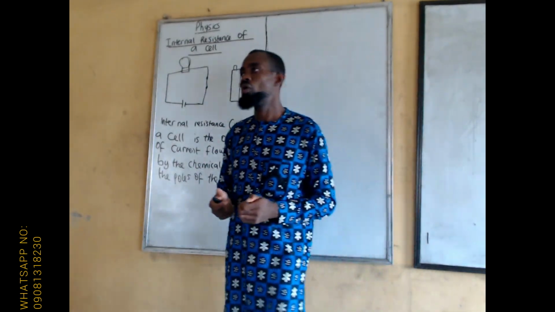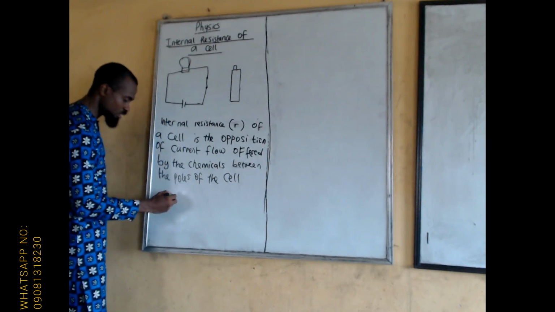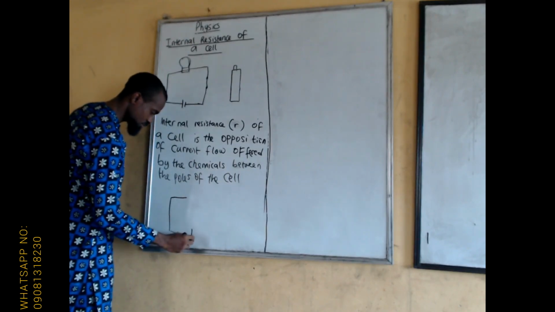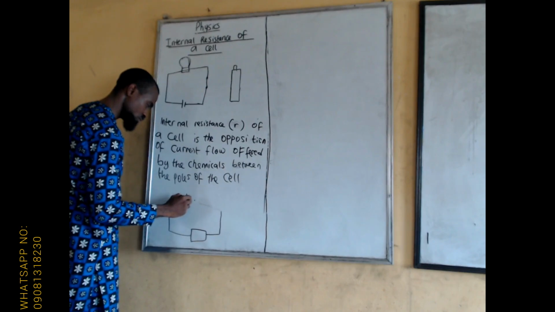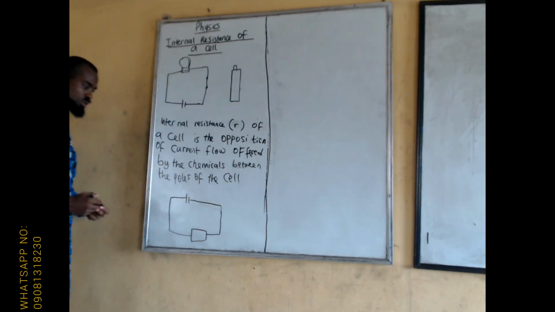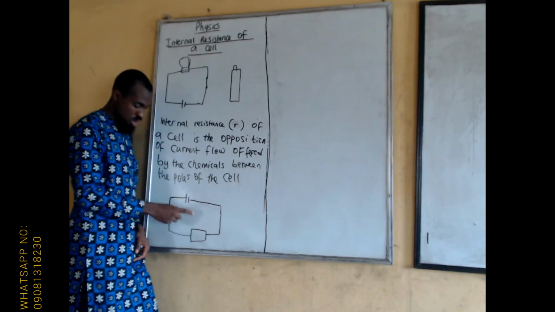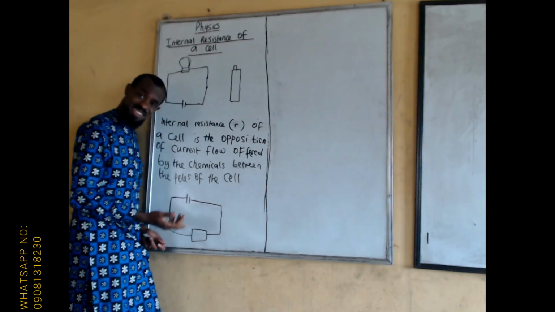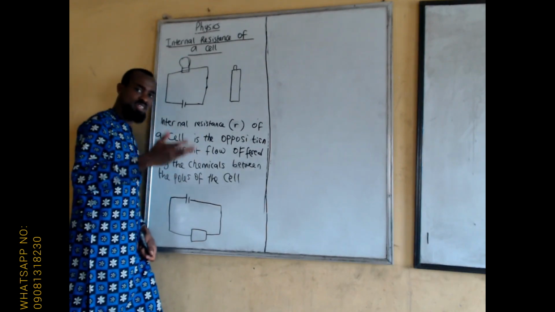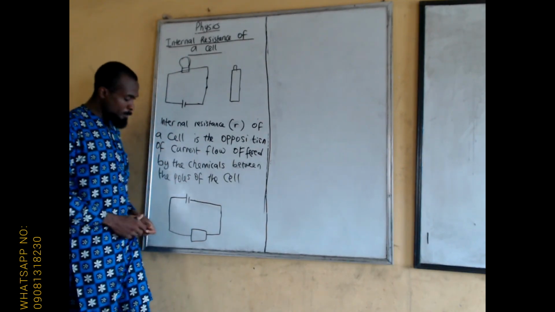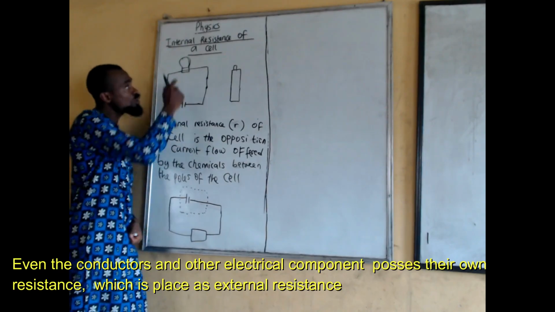Now you already know what EMF is. As we zoom into this further, you can have a diagram of this nature. I'm just zooming into it. This symbol represents a resistor, and this symbol represents a cell. Now, a resistor, as we know, is designed to provide a certain amount of resistance. But inside this cell, if you zoom further, it also has its own resistance. That's what we call internal resistance.